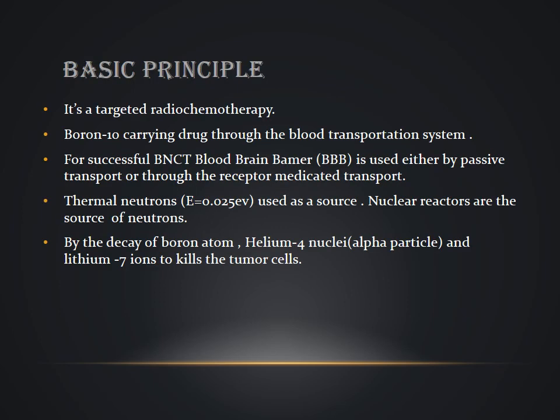Then the basic principle of BNCT is targeted radiochemotherapy, with a boron-10 carrying drug delivered through the blood transportation system. For successful BNCT, the blood-brain barrier, that is BBB, is crossed either by passive transport or through receptor-mediated transport. Thermal neutrons equal to 0.025 electron volts are used as a source. Nuclear reactors are the source of neutrons. By the decay of the boron atom, helium-4 nuclei, that is alpha particles, and lithium-7 ions are produced to kill the tumor cells.